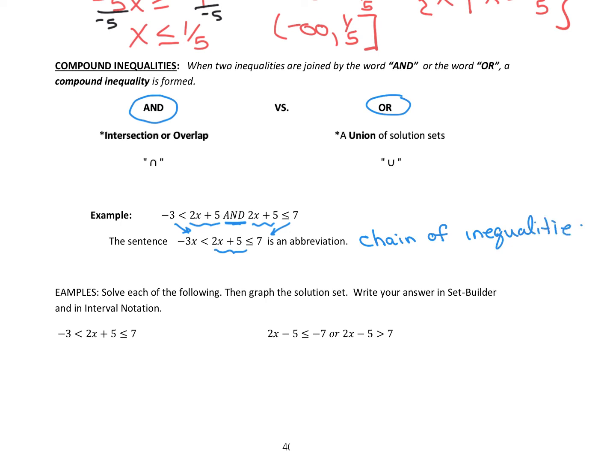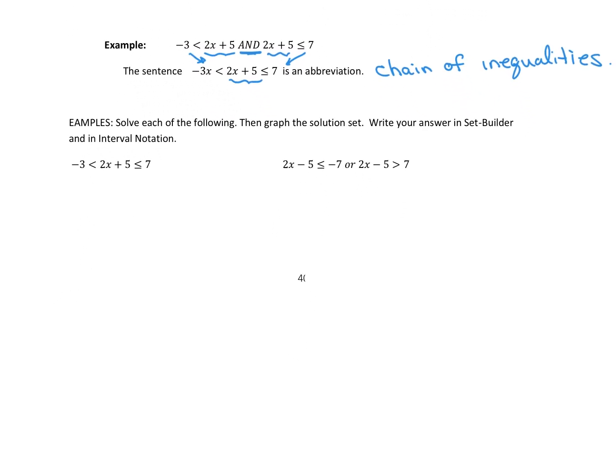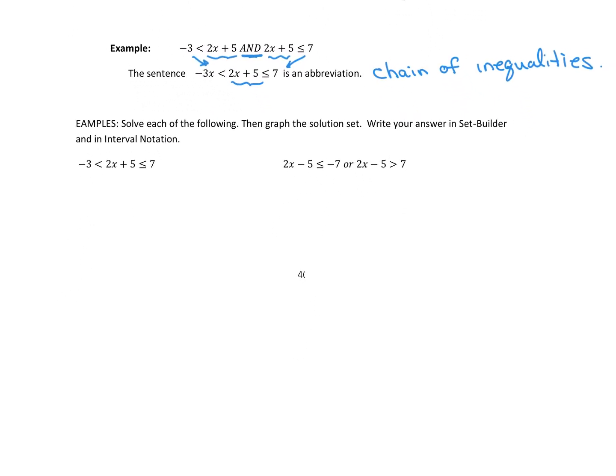So we're going to do something with this particular inequality below, and we're going to take a look at this statement, which is an and statement, so we're going to be looking for the intersection, and this statement, which is an or statement, and we're going to look for the union of these. And we're going to graph it, give the answer in set builder and interval notation.